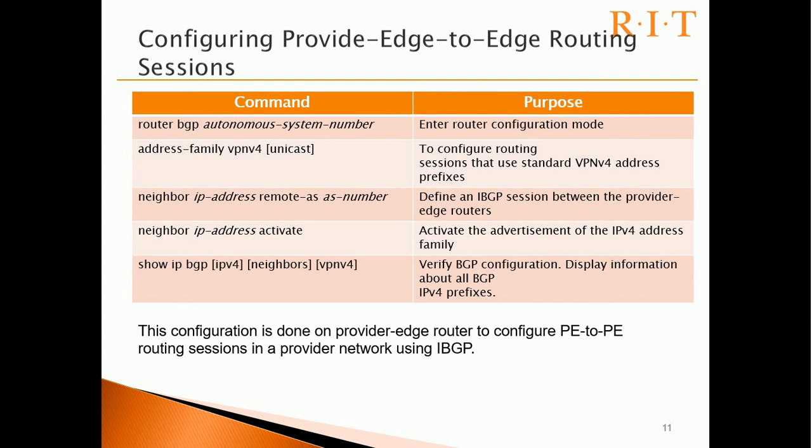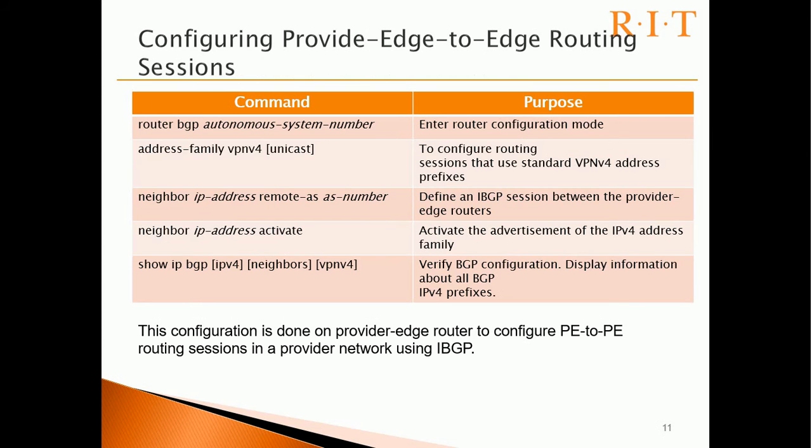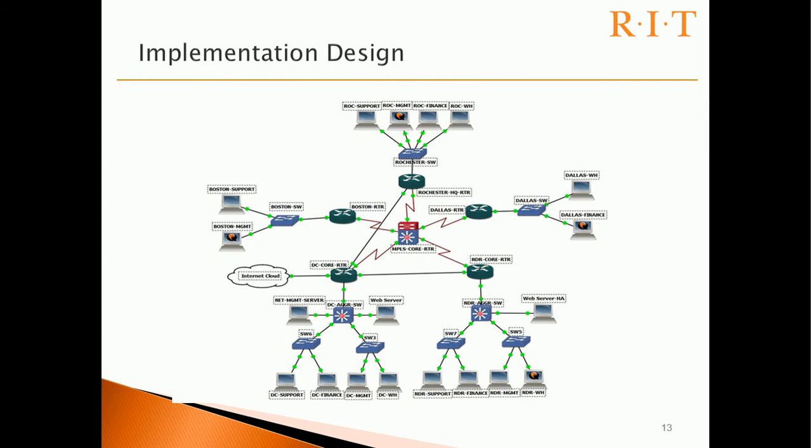And here comes the BGP configuration. This is the configuration that is done between a provider edge router and another provider edge router, that is between two provider edge routers. And this is between a provider edge router and a customer edge router. As we know, this is the IBGP configuration, internal BGP configuration, whereas this is an external BGP configuration.